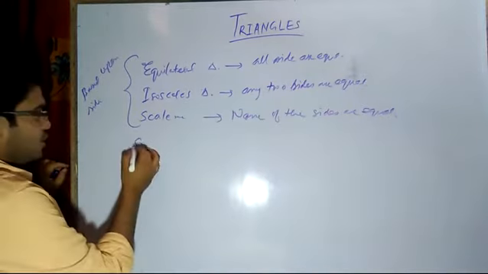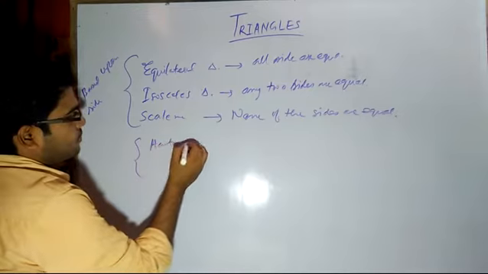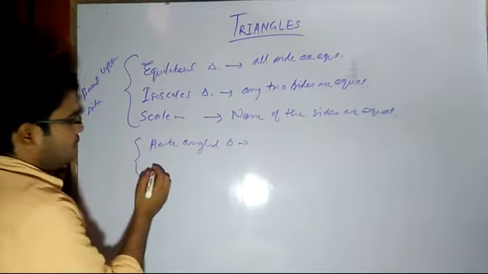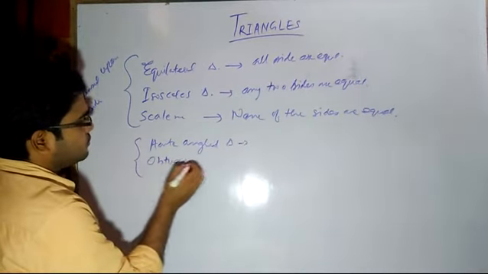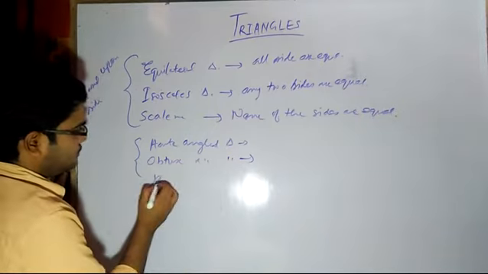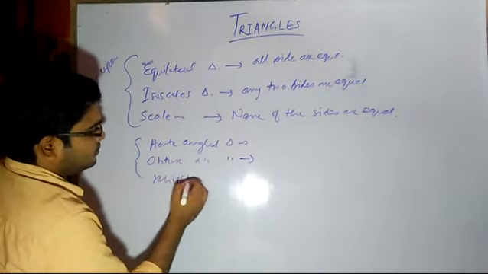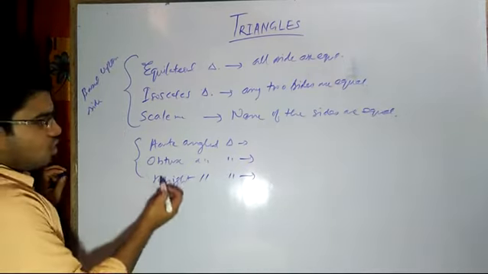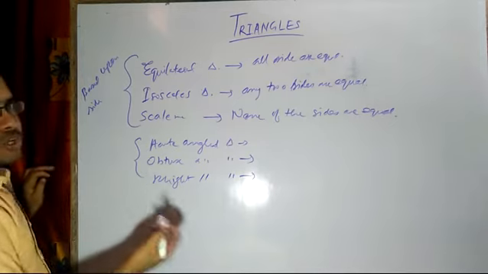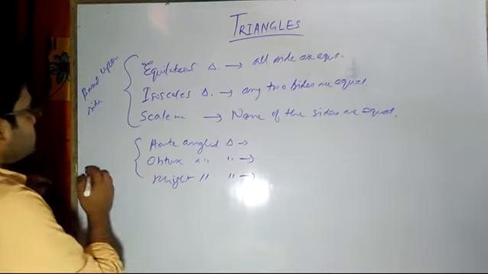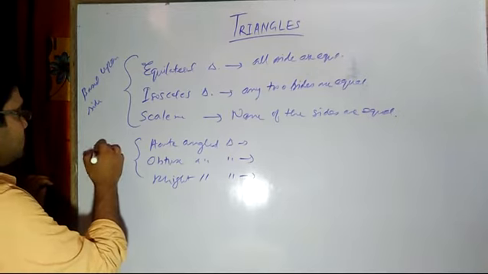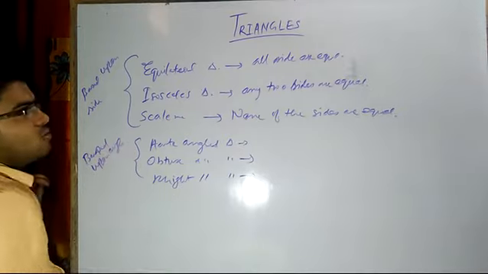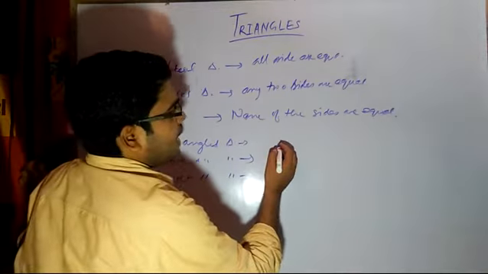Second, we have acute angle triangle, then we have obtuse angle triangle, then we have right angle triangle. These are the three main important types: acute, obtuse and right angle triangle. Then equiangular triangle is also there. So based upon angles, equiangular is also there. Now equiangular means all the angles are equal.